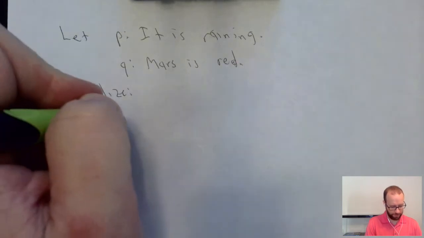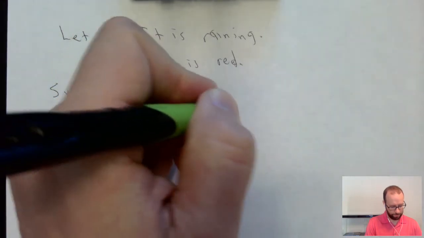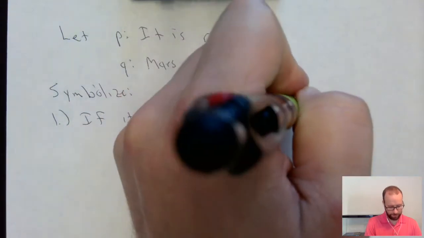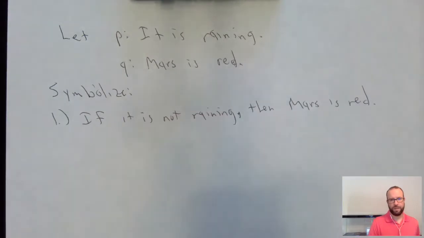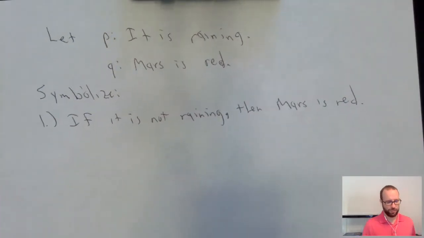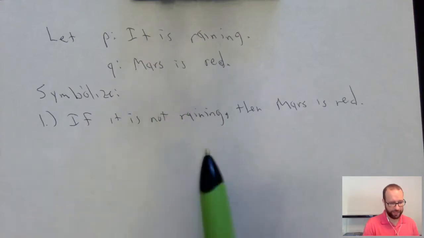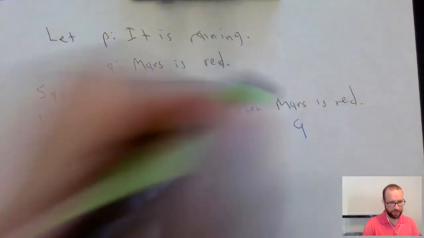So first, how about if it is not raining, comma, then Mars is red. When we're symbolizing conditional statements, what I want to do is first figure out what the simple statements are and then figure out their order. So I see if it is not raining, that's got to be not P. I see Mars is red, that's got to be Q.